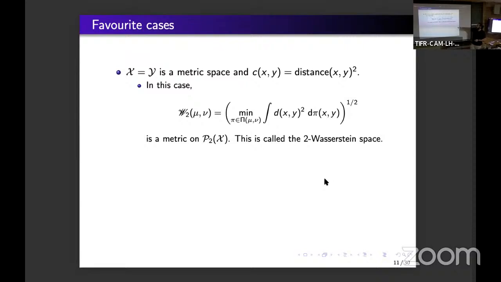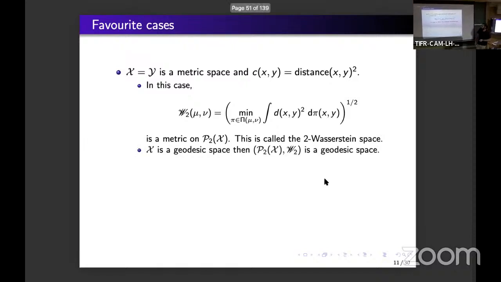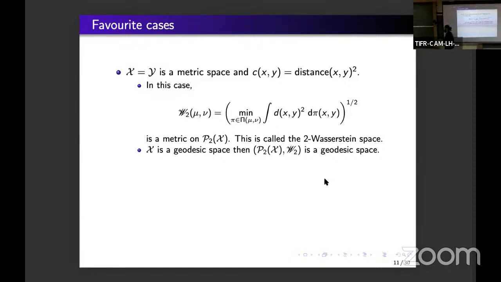And you could have done a p over here and a p over here, and then you would get a p-Wasserstein space, and so on. And this satisfies nice properties. So if X is a geodesic space, meaning that any two points in X can be connected by a distance-achieving path, and I don't write it because we don't really need it other than intuitively understanding it, then this Wasserstein space is also a geodesic space.